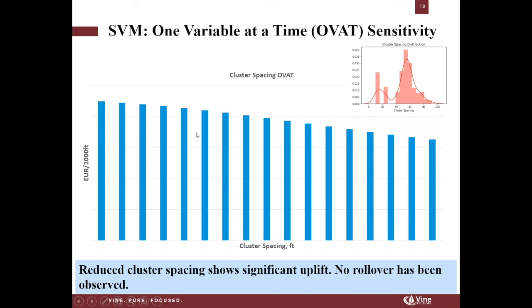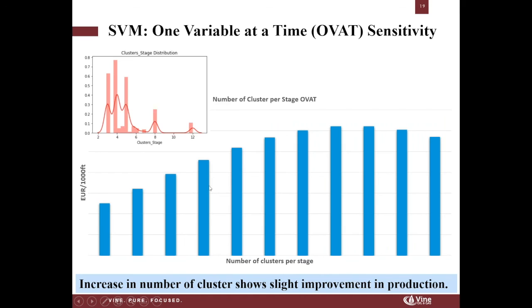But you can see here that as you increase your cluster spacing, your EUR per 1,000 feet goes down. But if you see here, going from here to here, the difference is not really much. So you can then run your economic analysis to see which cluster spacing is actually the optimum cluster spacing, as opposed to just choosing the lowest cluster spacing in this case. This is the number of clusters per stage. You can see it looks like right around here, you have the optimum number of clusters per stage.